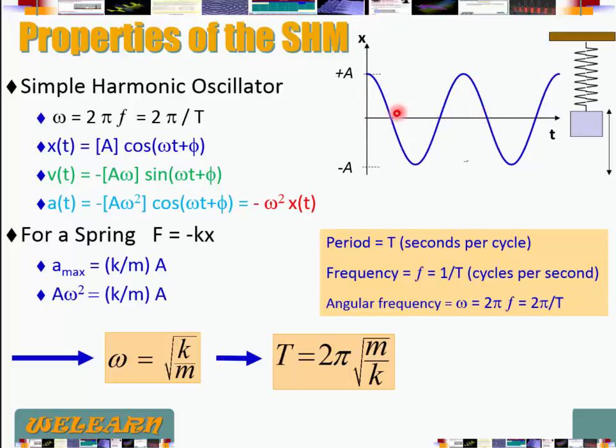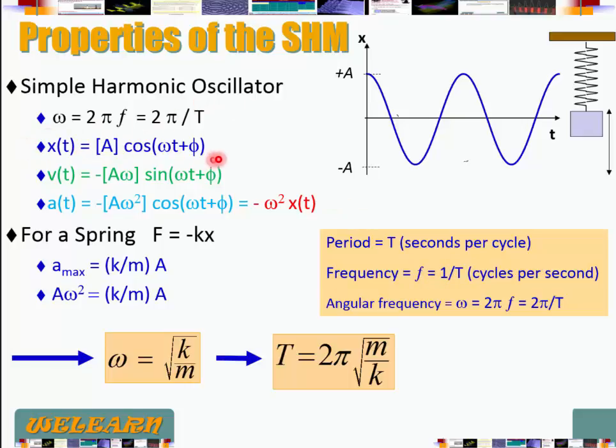That's from here to here, or from here to here, or from a crest to a crest, or from a trough to a trough, or any position on the wave to the equivalent position on the wave. The time for a full oscillation is what we call the period. The frequency is the inverse of the period.